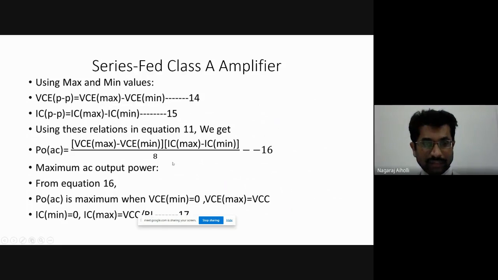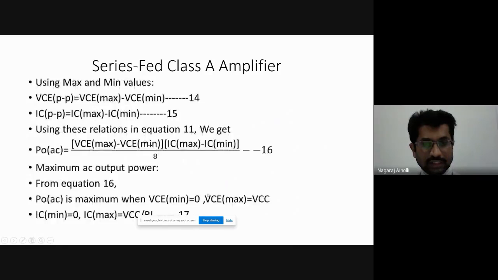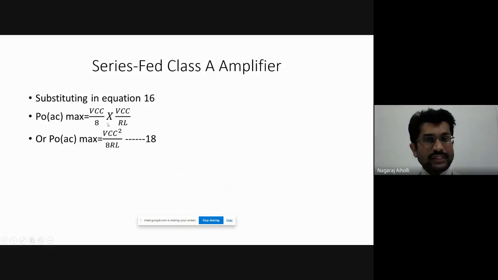Then we will get the equation as, if we substitute these, that is VC max is VCC, IC max is VCC by RL, it will be VCC into VCC by RL, that is VCC square by RL, and then in the denominator we have 8, therefore we will get VCC by 8 into VCC by RL, that will be VCC square divided by 8 RL.